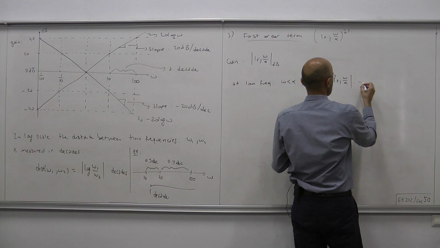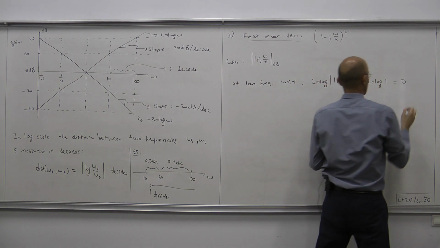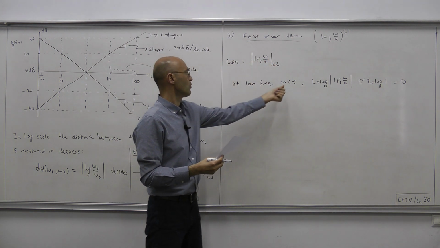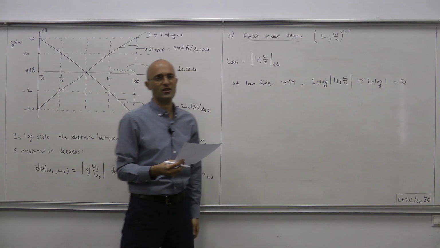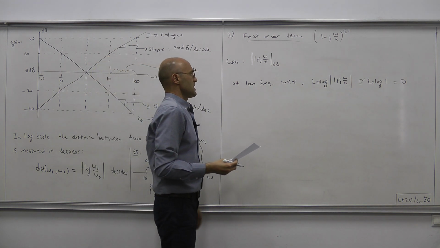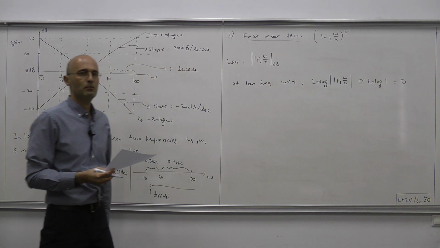So what we have is 20 log 1, that equals 0. Okay, so for low frequencies, and by low for the gain we mean omega less than alpha, taking it constant at 0 dBs seems to be a good approximation.